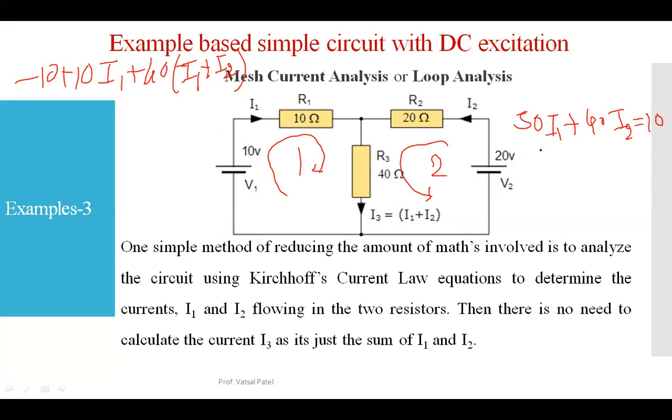And for the second loop, if I'm writing directly here, then can we write 40 I1? You can apply the second loop here and identify this as well. Then 60 I2 equals 20 as per the loop. So can you simplify these equations now and tell me what I1 and I2 are, and also I1 plus I2?